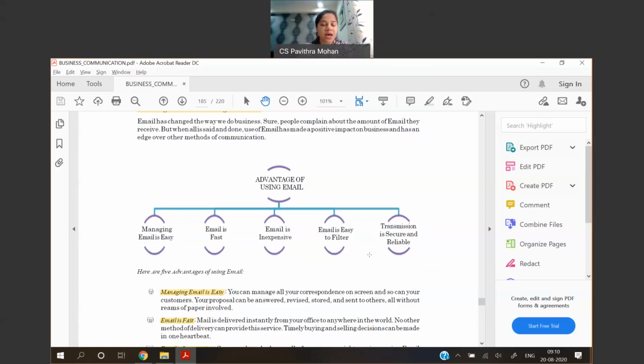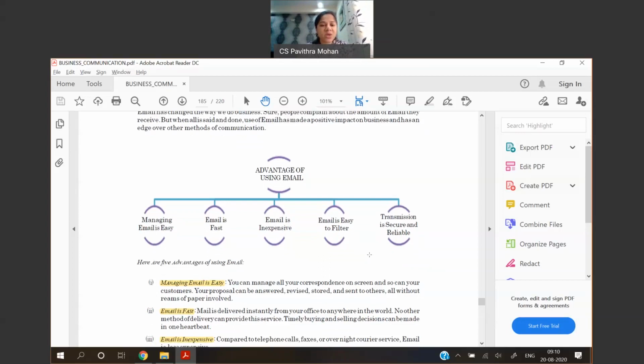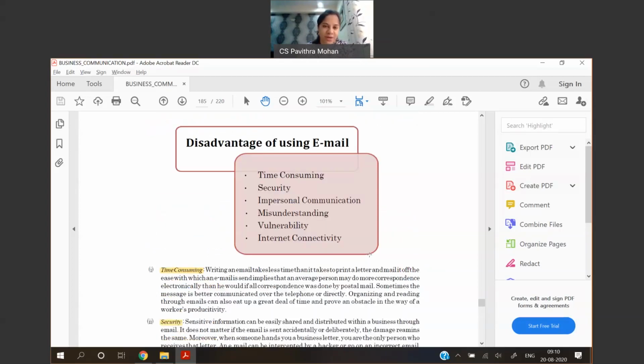Then you have the disadvantages of email. So what are the disadvantages? It is basically time consuming, because you have to draft. Even in your letters, the same will be there. You have to draft and read it over and again, so it is relatively time consuming. Security: if somebody is trying to hack your system or take off the information, then the security system plays an important role, and this can be relatively disadvantageous if you are being hacked.